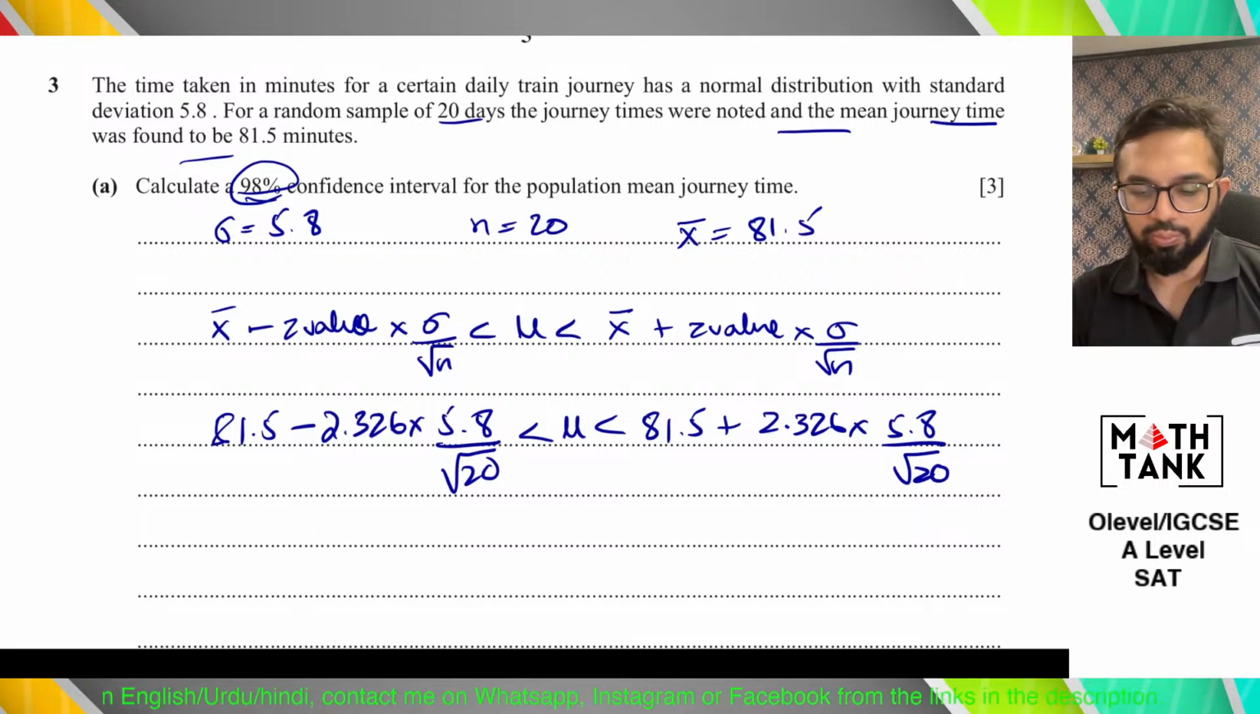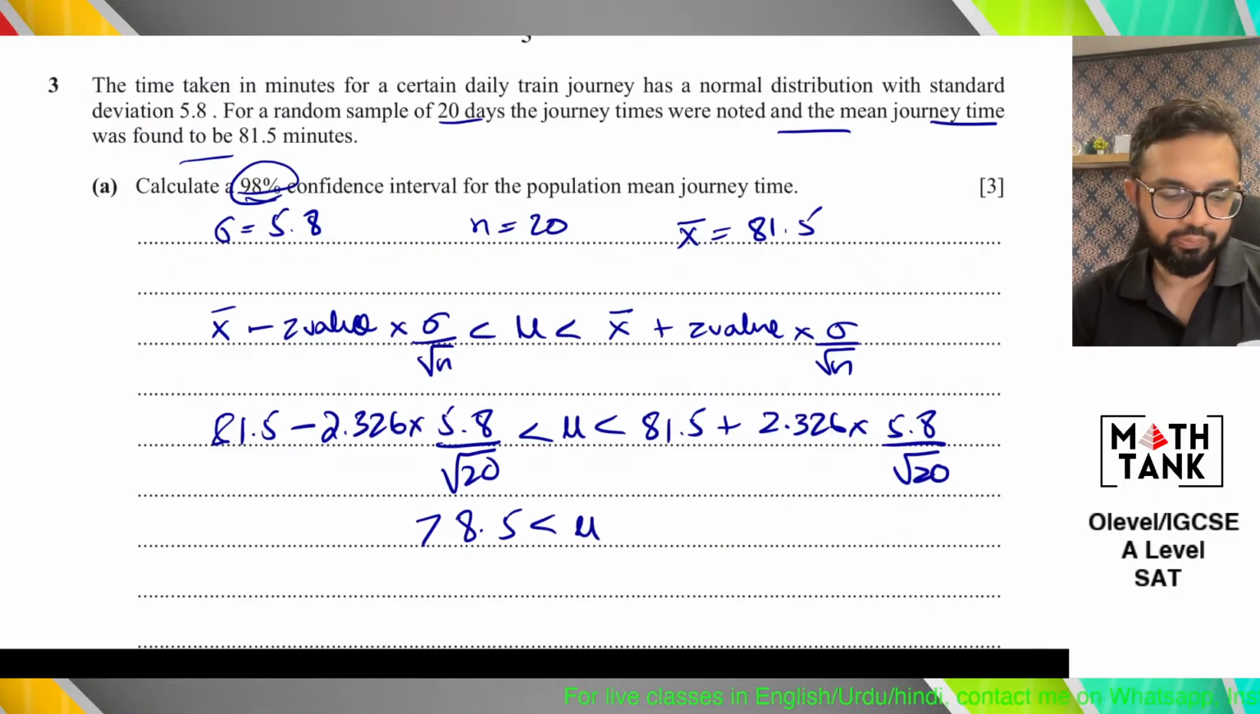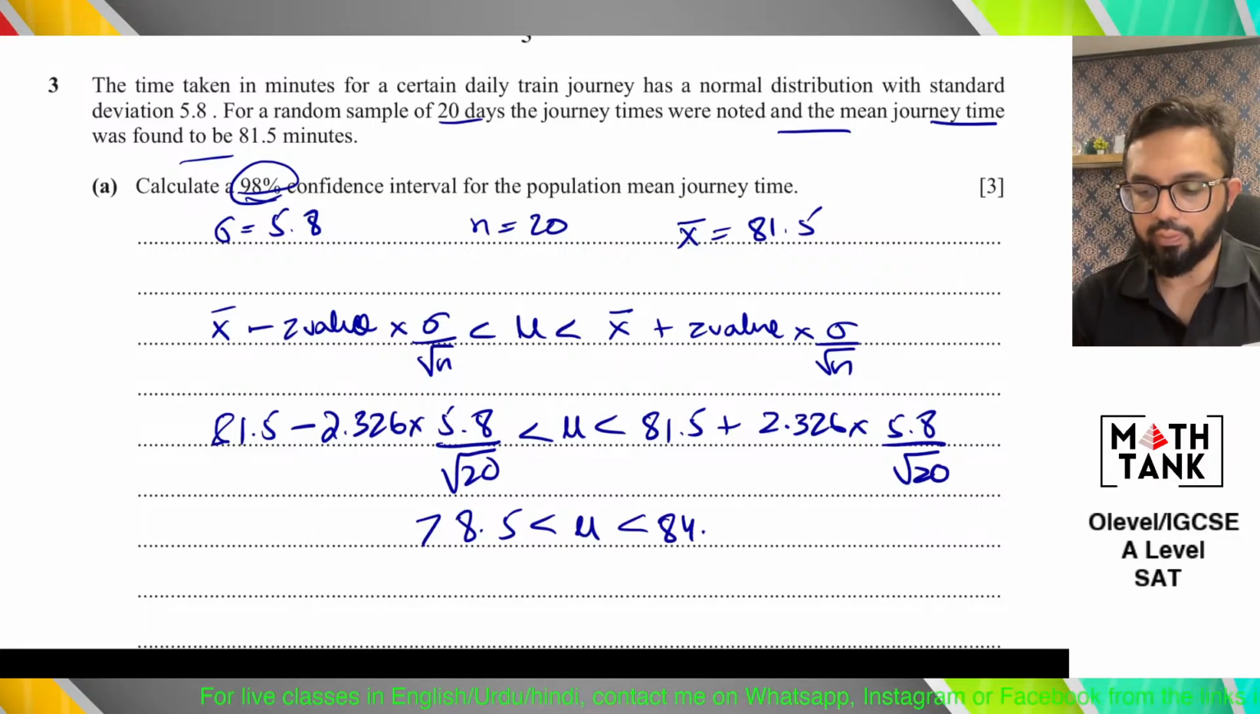$81.56 into 5.8 over root of 78.5 and 84.5.